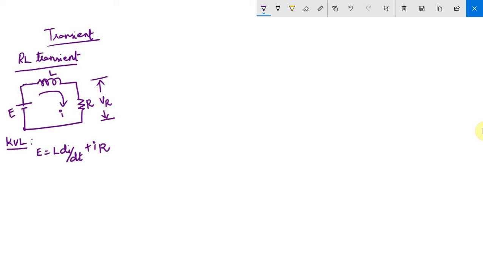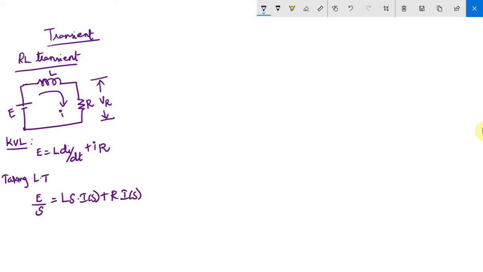So taking Laplace transform for this, we are going to find what is I of t at first. So for that, I am going to convert the t domain into its S domain. We call it the Laplace domain. So taking Laplace transform for the above KVL equation, E becomes E divided by S, which is equal to L into di by dt. The Laplace transform for differentiation is S into I of S, plus R into I of S.